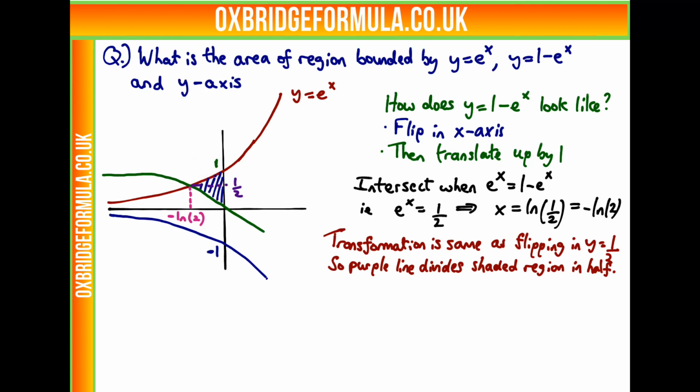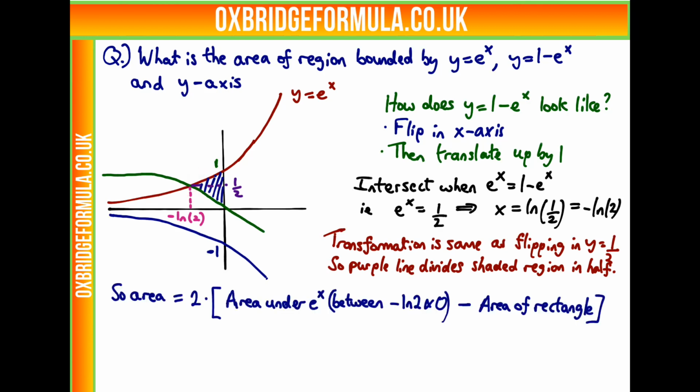So to work out the blue region, we just need to work out the area of half this bit. And which half could we do? Well, we can just work out the top half. And what would that be? That would be the integral of e to the x, which would give us this entire bit underneath. But we've got to get rid of this rectangle here, so we're left with this blue bit above the purple line. And we need to double this to get the area of the whole shaded area.